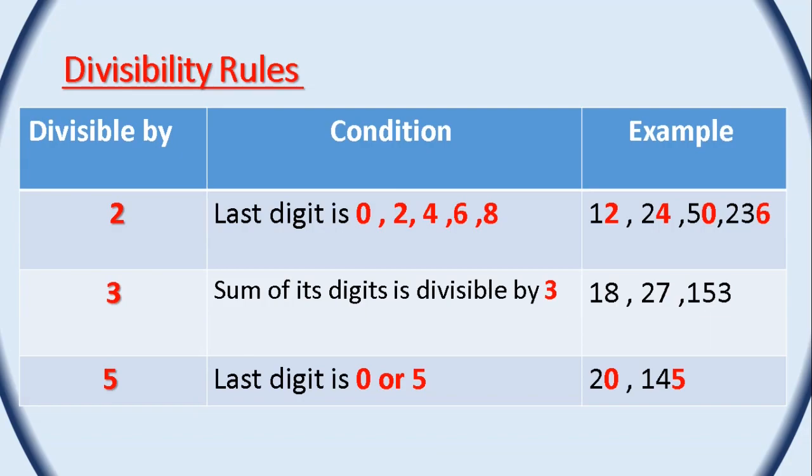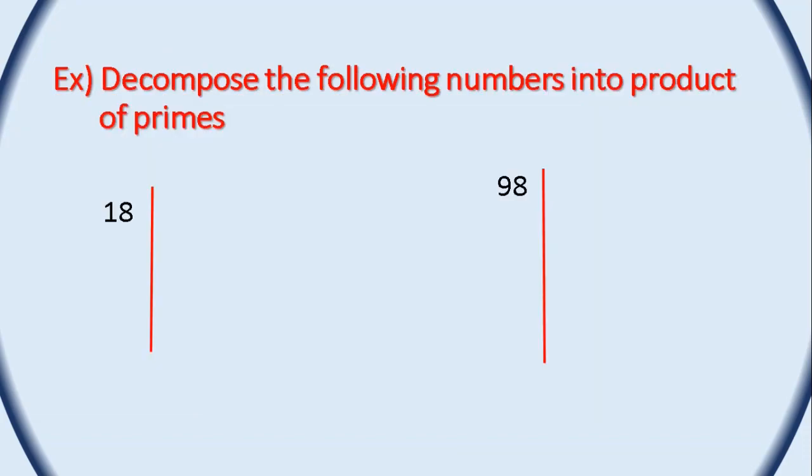Good. And when do we say that a number is divisible by 3? A number is divisible by 3 if the sum of its digits is divisible by 3. Example 18, 27, 153. And a number is divisible by 5 if the last digit is 0 or 5. Example 20, 145.